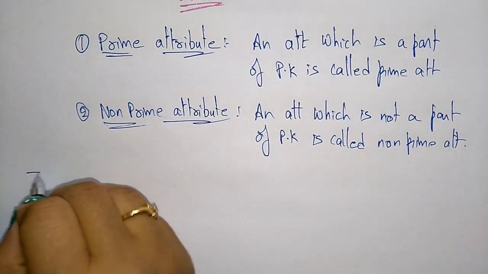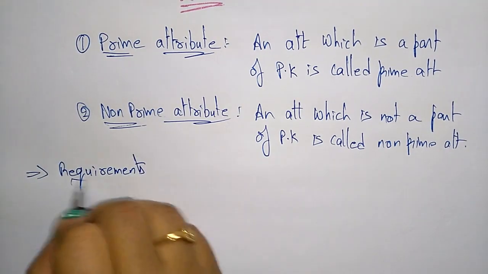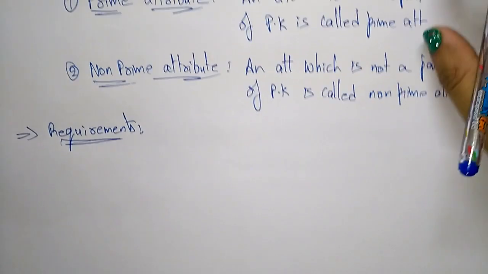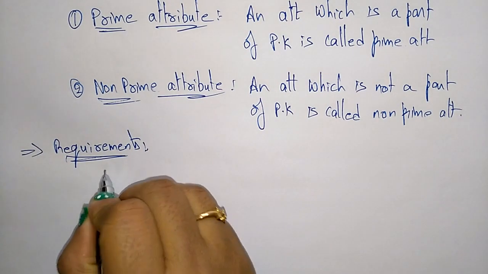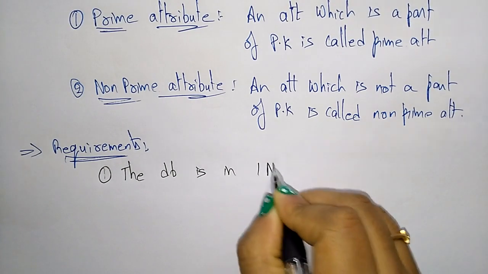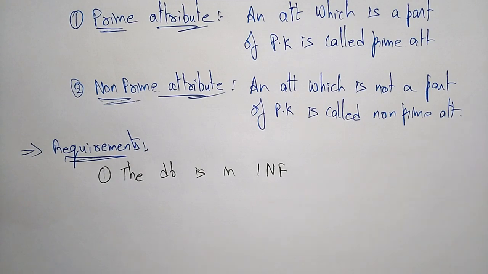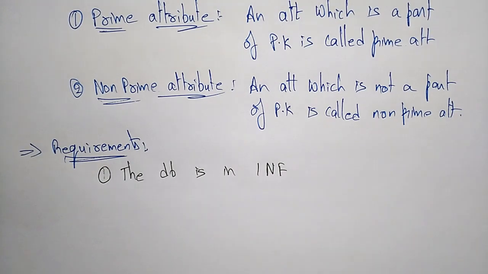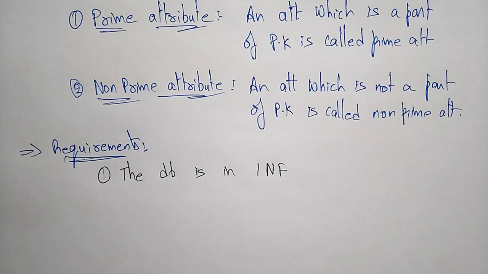Now let us see the requirements of 2NF. First see the requirements, then we will see what 2NF is and how we decompose a 2NF table. The first requirement is that the database is in 1NF. Whatever table you have taken should be in 1NF, which means it follows the 1NF requirements: the table contains at least one primary key and all the values in the table should be atomic.